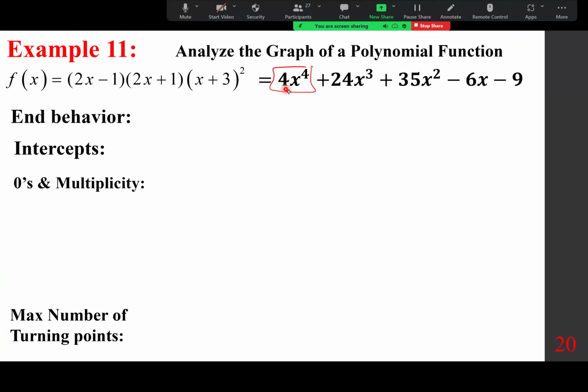The degree is 4, and the leading coefficient is also 4. Even a is 4. So the end behavior looks like x to the power of 4. For familiarity, remember we know how x squared looks, which means the first and the second quadrant. That's the meaning of the end behavior, everybody.